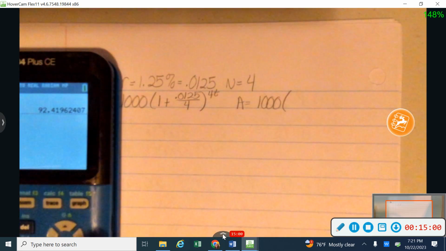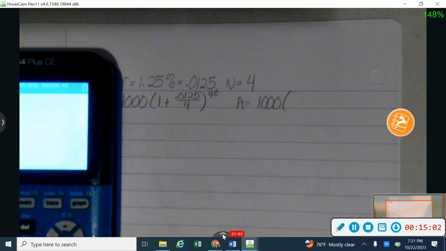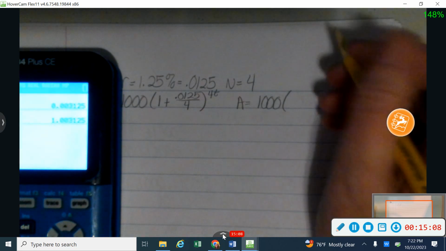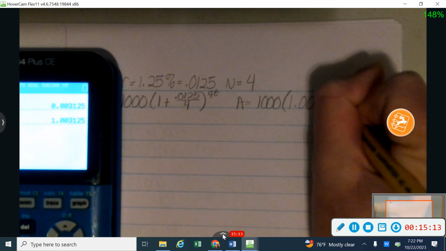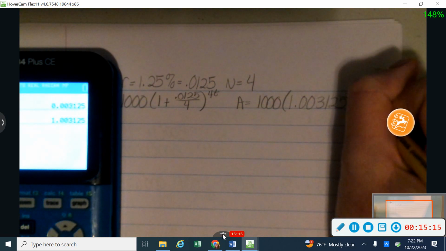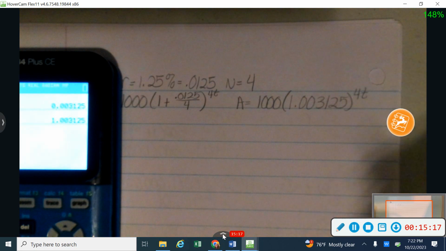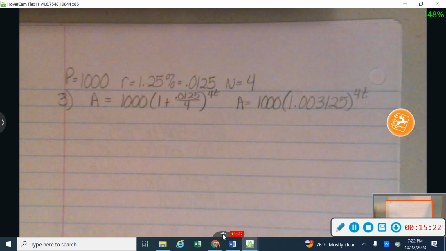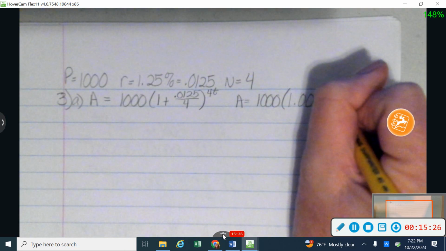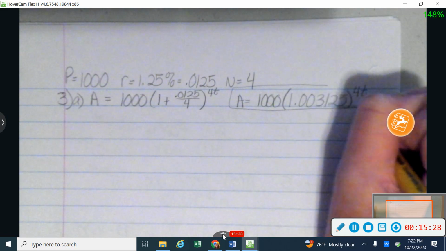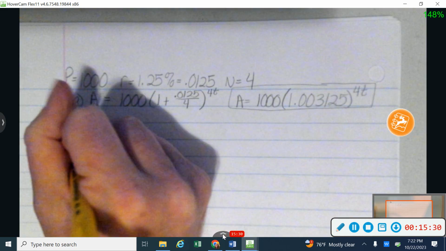I'm going to use my calculator and let that do my 0.0125 divided by 4. And then I'm going to add 1 to that. So really what's inside my parentheses here is 1.003125. And again, the more of those decimal points you keep, the more exact your answer will be at the end. So I'm going to go ahead and keep all of those. All right, so that was part A. Part A gives me that formula right there that I'm going to use for parts B and C.